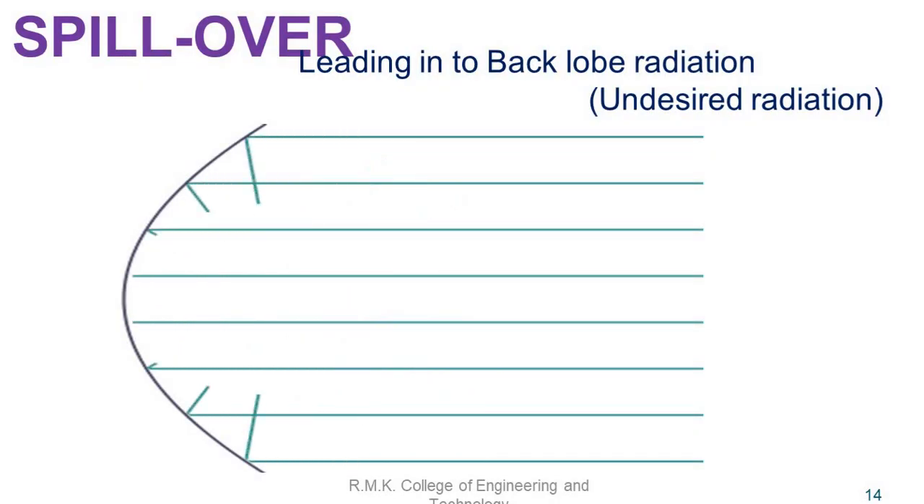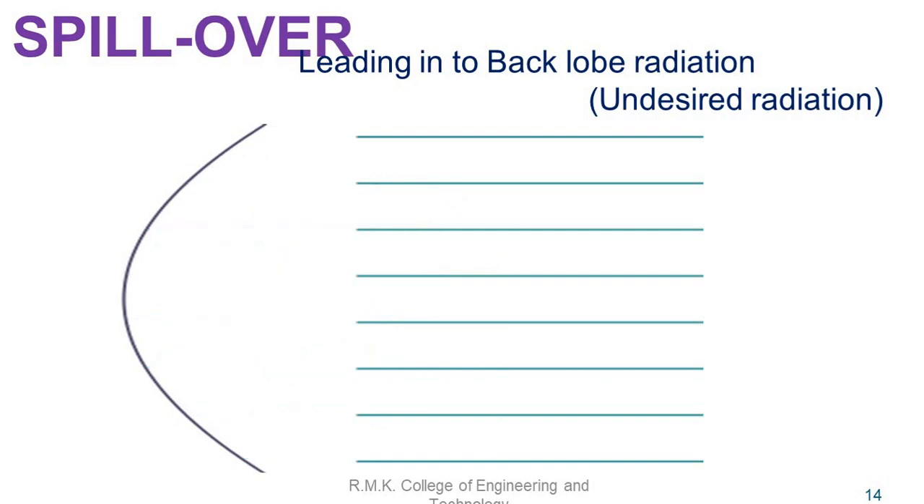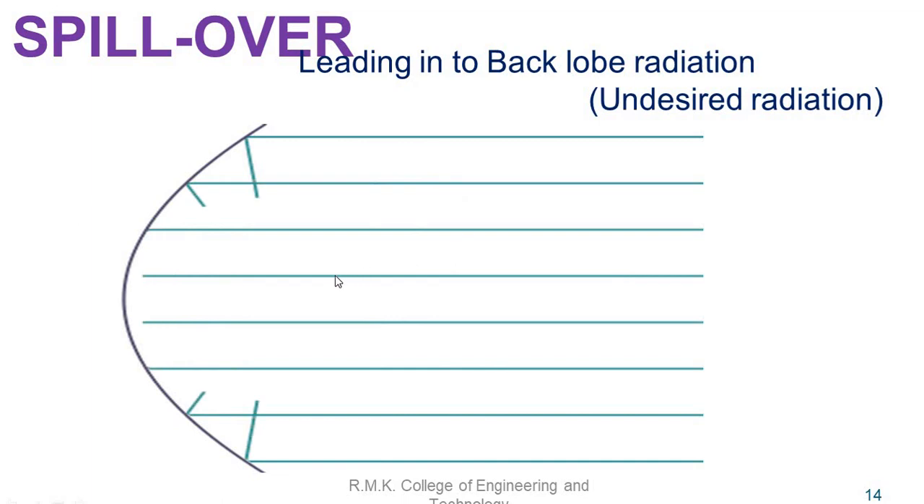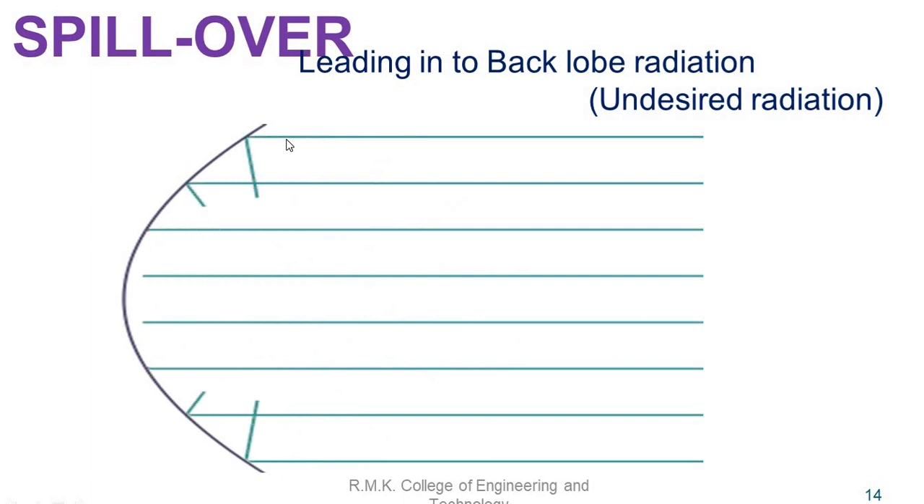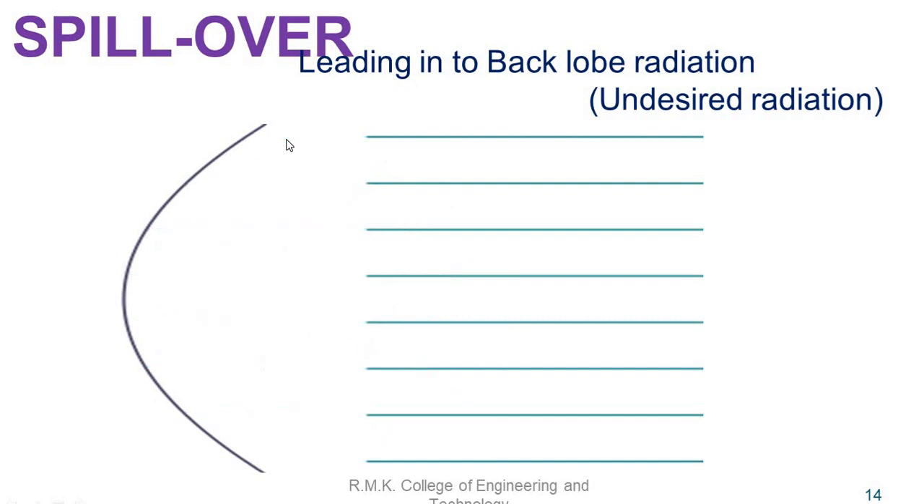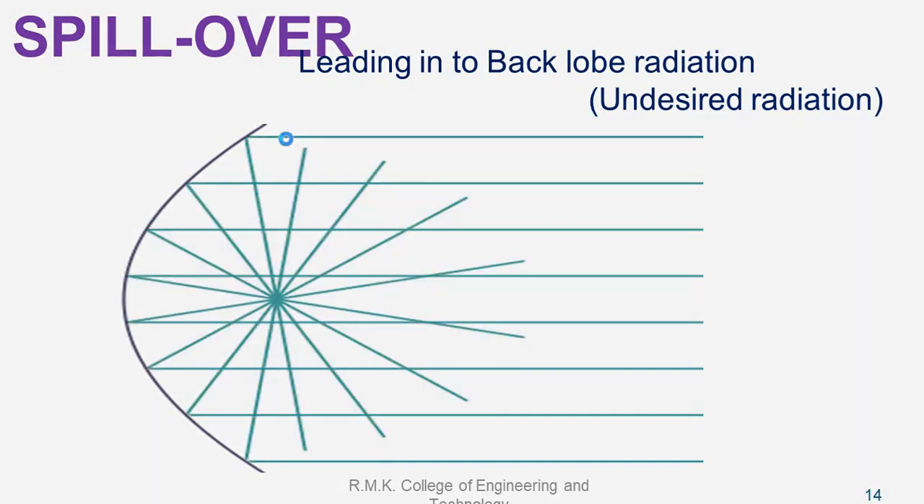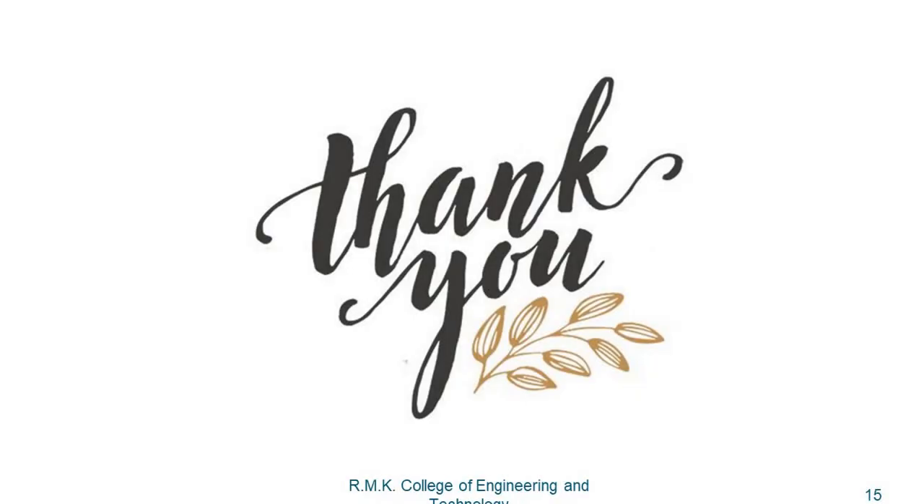And what is spillover? Spillover is nothing but the leading to back lobe radiations, because the signal will be transmitted in undesired directions, which leads to back lobe radiations. The spillover is reduced by using the Cassegrain feeder, and the aperture blockage of the Cassegrain feeder will be reduced by offset feeders. Thank you, students. Thank you.